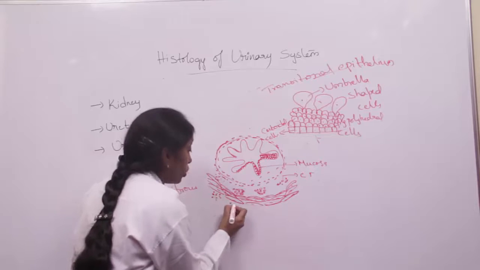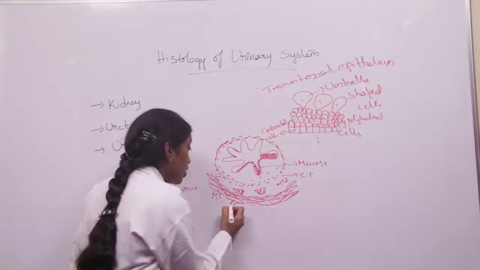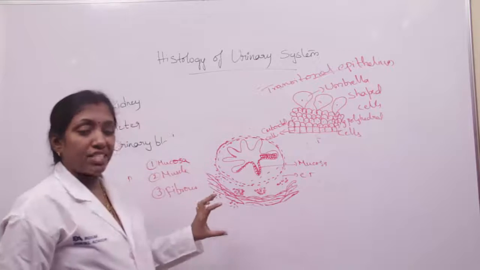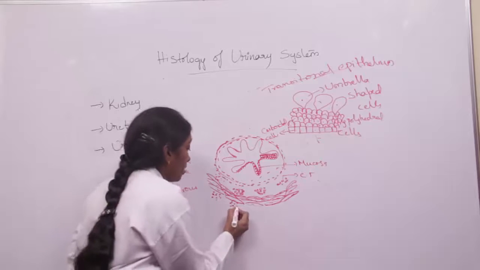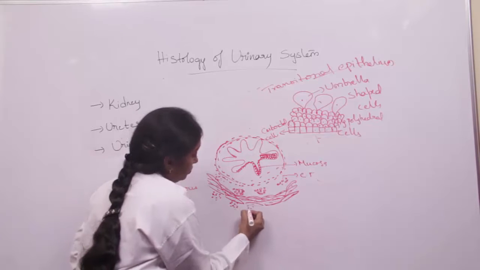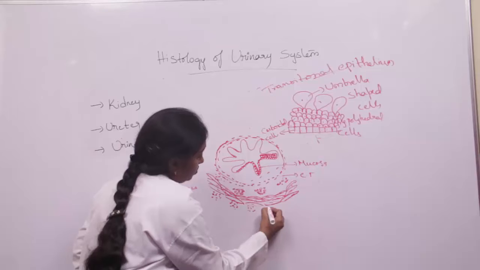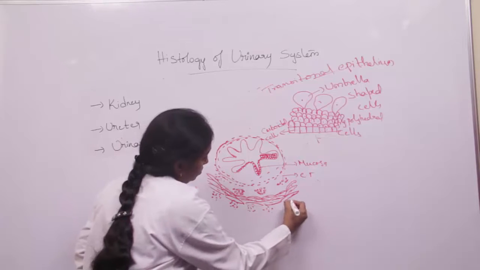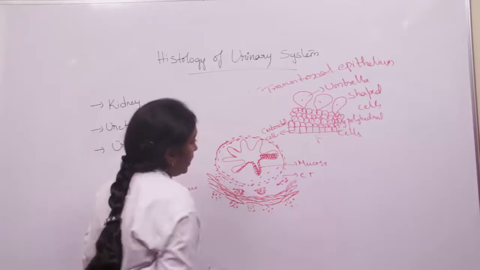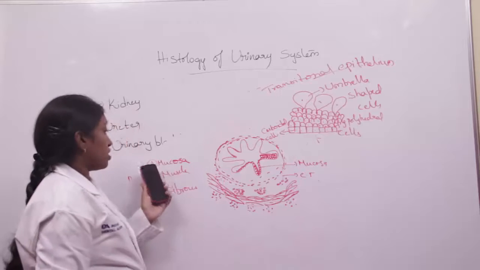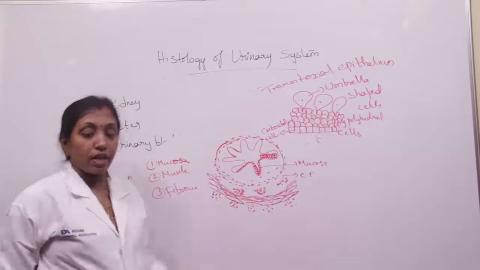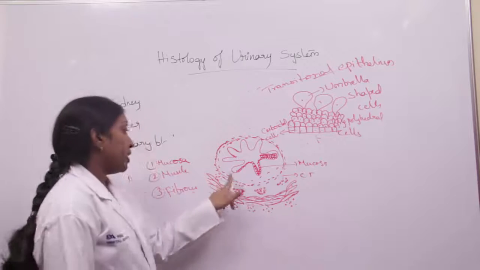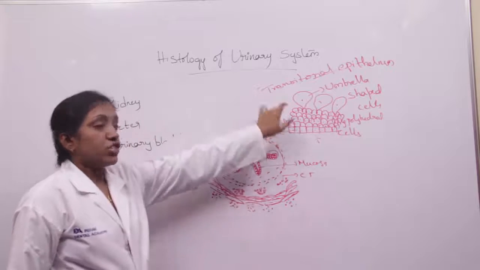So in the ureter you will be able to see a star shaped lumen and a thick muscular coat. Inner and outer longitudinal, middle circular. The mucosa is thrown into more number of folds, which gives the ureter a star-shaped lumen. The mucosa is lined by transitional epithelium.